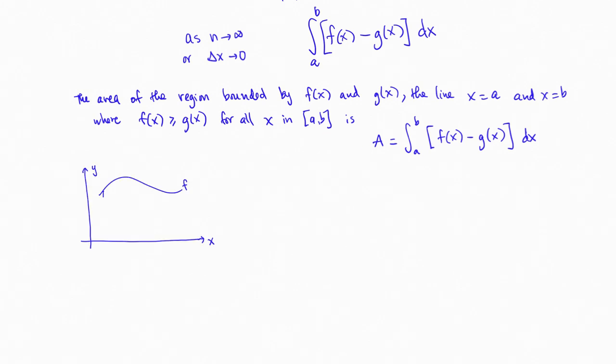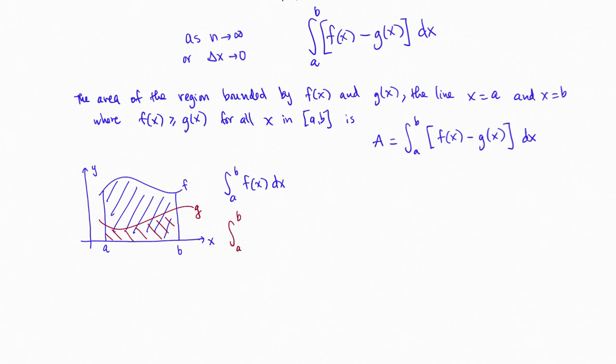Observe that if f and g are both positive, to find the area under the curve f and above the x-axis from a to b, we evaluate the integral from a to b of f of x dx. Similarly, the area under the curve g and above the x-axis from a to b is the definite integral from a to b of g of x dx.